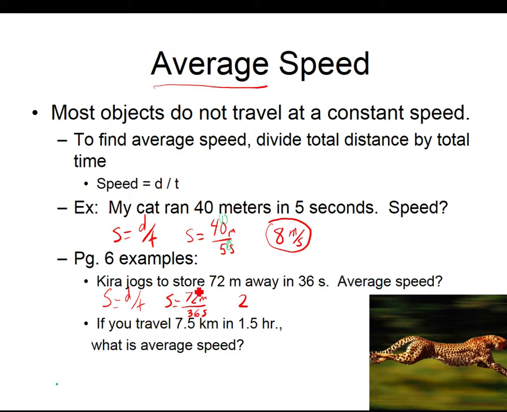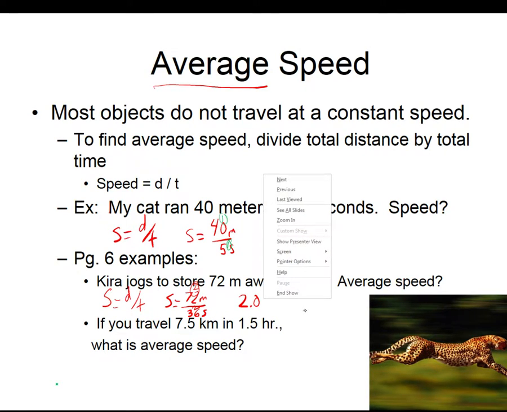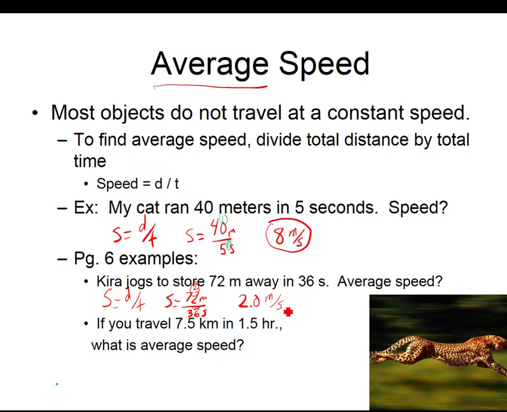Check for significant digits again. 72 this time has 2. I'll just use the same color. 36 has 2, so that means our answer has to have 2. But the number 2 only has 1. So let's get a little bit more accurate by doing 2.0. So now that 0 counts because it's to the right of the decimal and to the right of a number. My unit label: meters per second. I circle it. So my answer is 2 meters per second, or 2.0 meters per second.